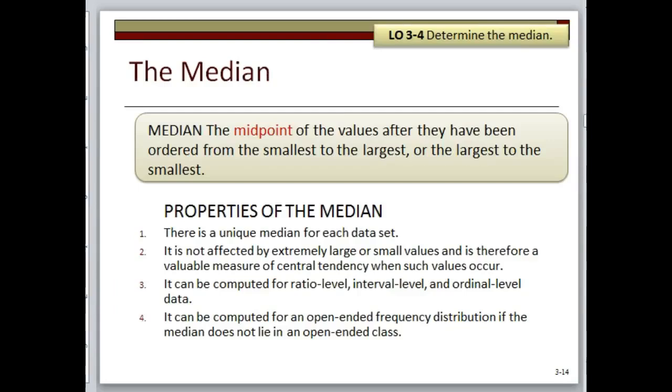Next, we're going to look at the median. It's another commonly used measure of central location. It's the midpoint of the values in a group after they've been ordered from smallest to largest or largest to smallest. So I think of the median as the middle of the road. When you're driving down the road, there's usually a median line painted, and that's the middle of the road. So that's how I remember median.